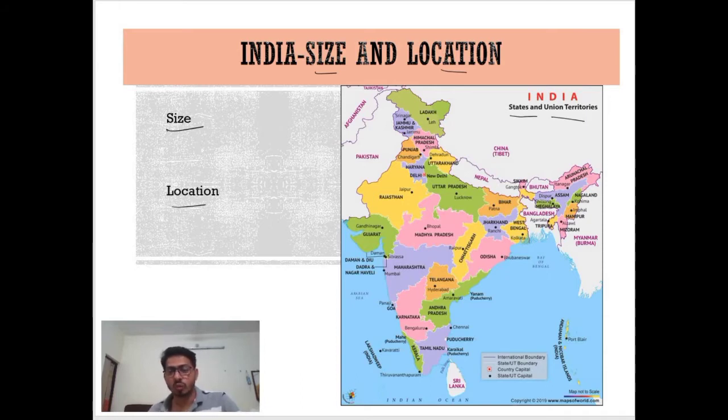For example, Rajasthan, you should know its capital is Jaipur. Madhya Pradesh, capital is Bhopal. So, you should know about all the states and where they are located. That also you should know. So, let's move to the next slide.